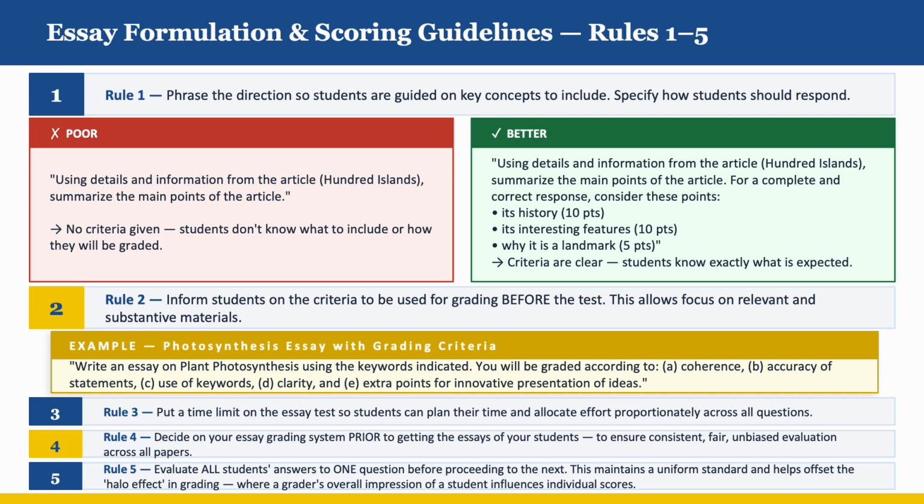Okay, rule number 2. Tell students the grading criteria before the tests. Again, tell the students the grading criteria before the test. If students are going to write an essay on photosynthesis, tell them in advance: you'll be graded on coherence, accuracy, use of words, and clarity. So, this is not cheating. It's fair assessment. Students can focus their preparation on what actually matters.